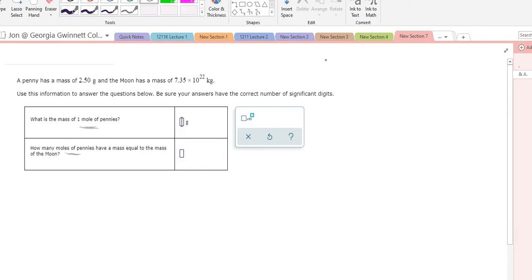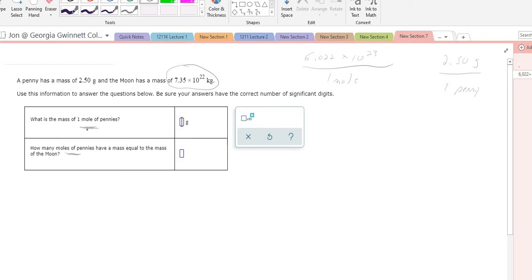So let's write down some conversion factors that we definitely are going to know here. We know that there are 6.022 times 10 to the 23rd anything, atoms or anything like that, in 1 mole. So any unit. There are 6.022 times 10 to the 23rd of any unit in 1 mole. And we also know that there are 2.50 grams in 1 penny. So that's a conversion factor. And we also know the mass of the moon. So let's see if we can answer some of these problems.